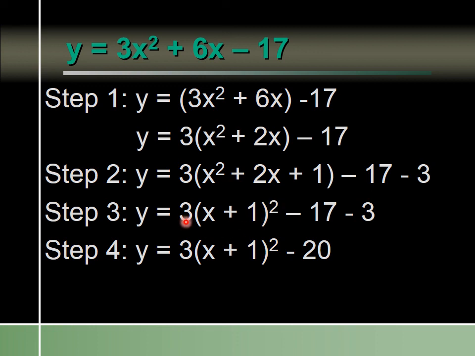We notice that I still have my leading coefficient on the outside. And you might have guessed it, but that is our a value right there. Now, step 4 is to go ahead and simplify. Negative 17 minus 3 becomes negative 20. So now you see I have an a value of 3, an h value of negative 1. Remember, it's the opposite. An h value of negative 1 and a k value of negative 20.